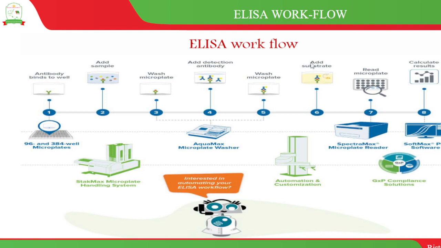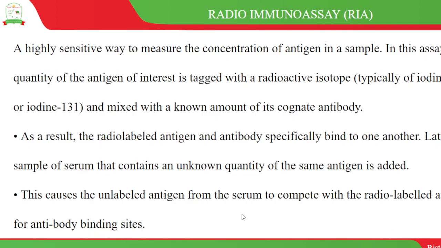Now that you want to detect your protein levels, you pour in the substrate that you're going to detect, and then you read the microplate. You can calculate the results manually, or there are other technical methods of doing the calculations using a machine and software, and finally your results will be read off automatically. So these are automated machines that can run this.